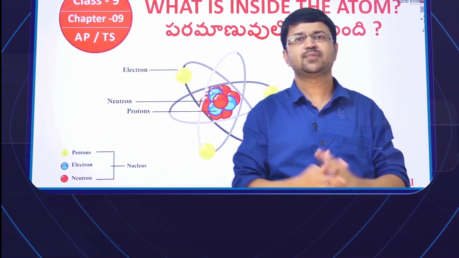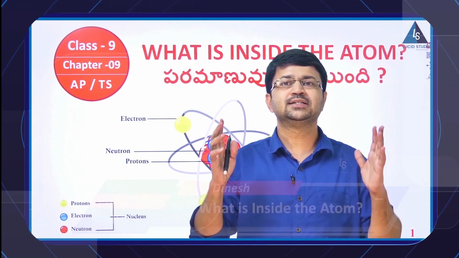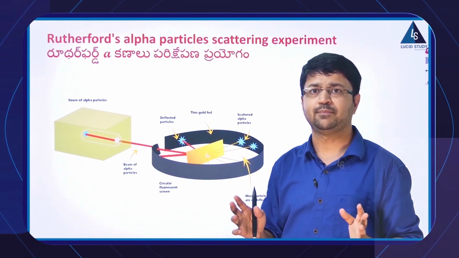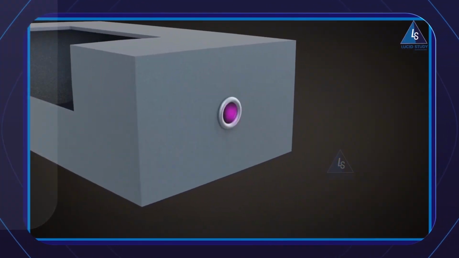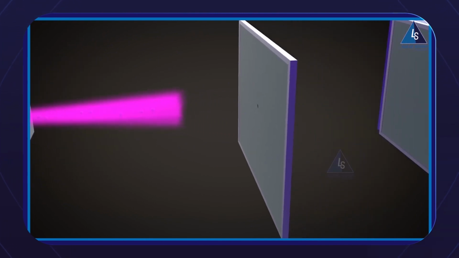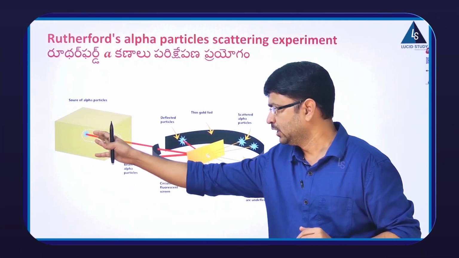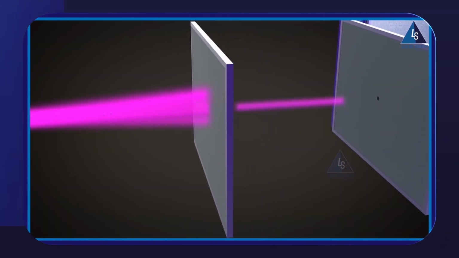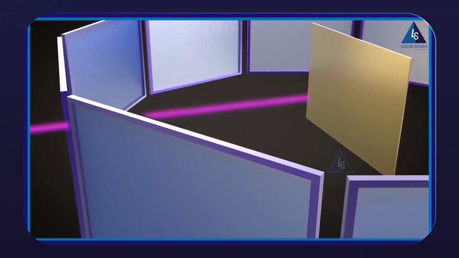I am going to explain what is inside an atom. When Rutherford conducted the experiment, the alpha particles produced by the source traveled in a straight line and he made them hit the gold foil.